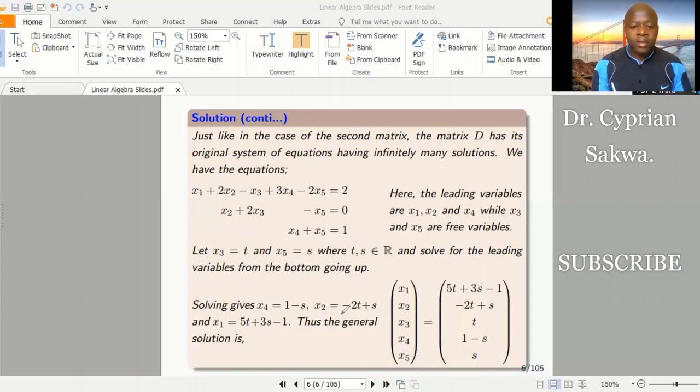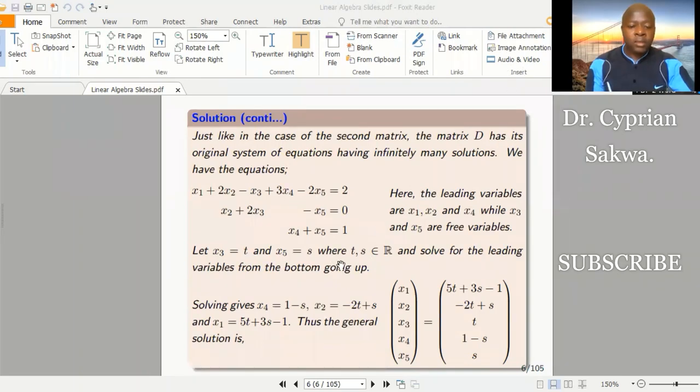So clearly, you can see that the original system has infinitely many solutions, because the values of t and s would depend on what you want. You may want to make t to be 1 and s to be 1, or t to be 2 and s to be 1, or t to be 3, s to be 5, and so on. So it's you choosing from the real numbers. You're choosing those values from the real numbers. So that means you would have infinitely many solutions, depending on the choices you make for s and t.